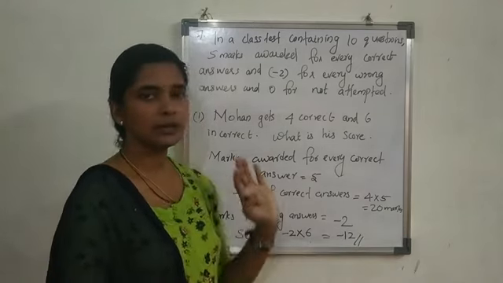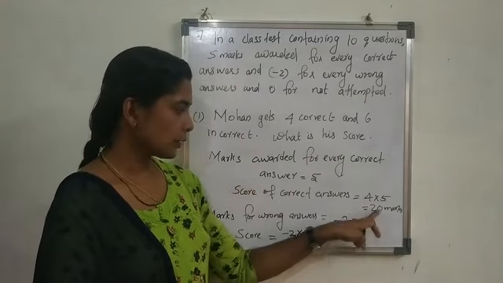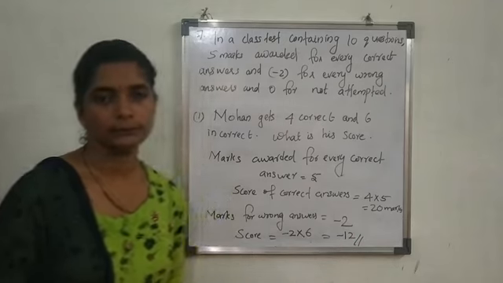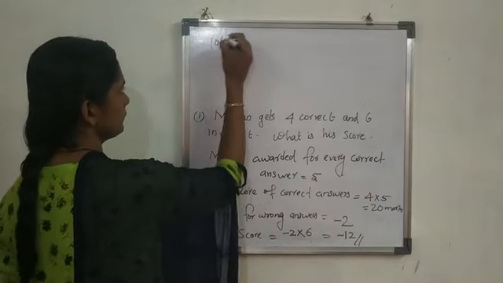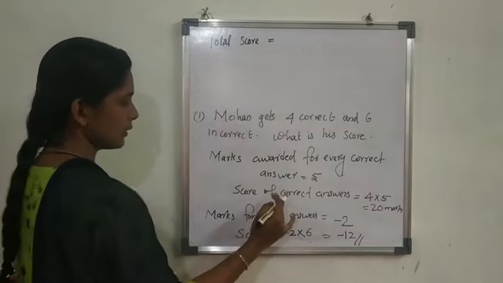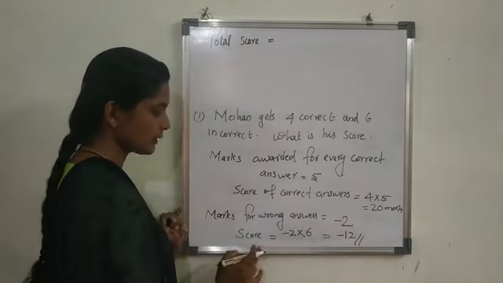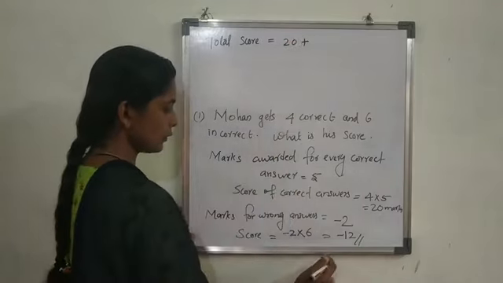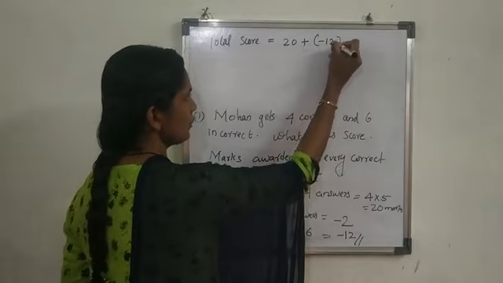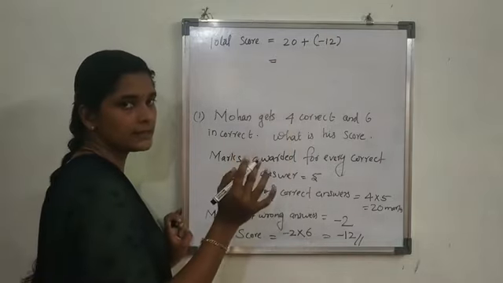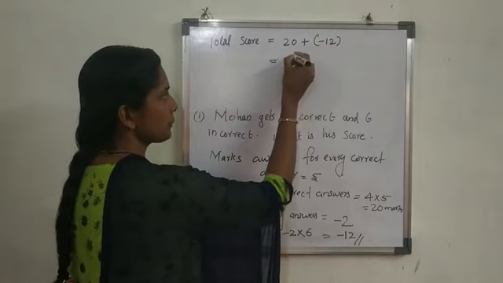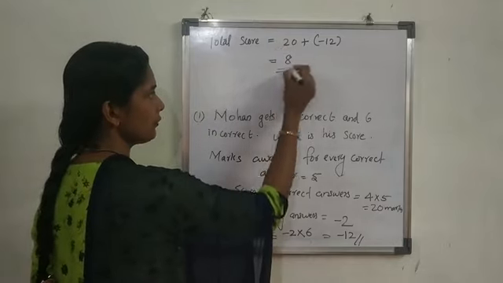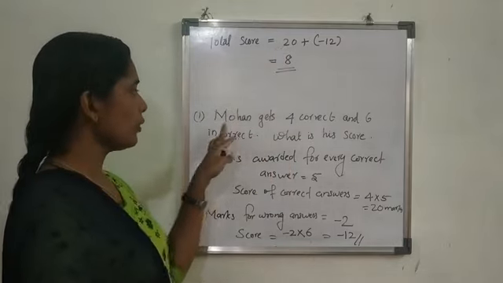Then, he attempted all the 10 questions. Therefore total score is this 20, you have to add this 20 and minus 12. Total score is score of correct answer plus score of wrong answer. Score of correct answer is 20 plus score of the wrong answer is minus 12. 20 plus minus 12. Different sign, subtract. 20 minus 12 is 8. Then put the sign of the greater one. Greater one is 20, that is positive. Therefore answer is 8. This is the total score of Mohan.